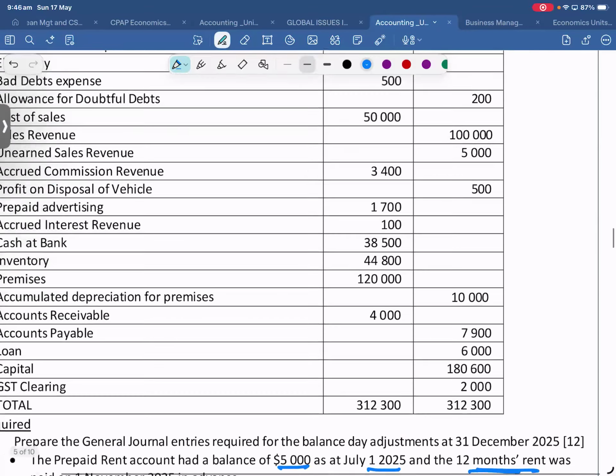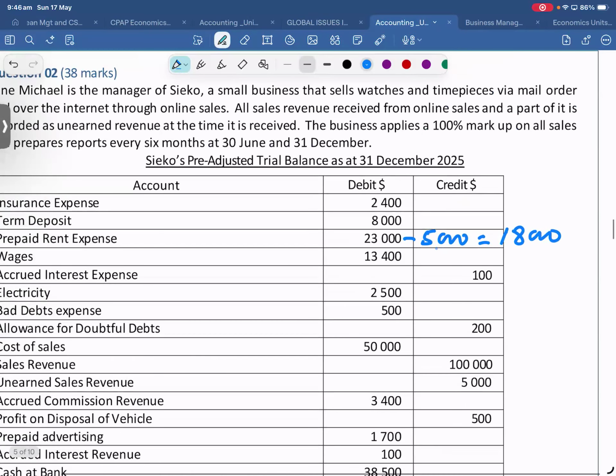Why? Because 12 months rent was paid 1st November. So this one they have last updated on 30th June. By that they had 5,000, right? Then when you take away 5,000, you have 18,000, which is the 12 months rent. Then you divide it by 12. 1,500, right? Then how many months from 1st November? 2. So 1st November to 31st December, 2.